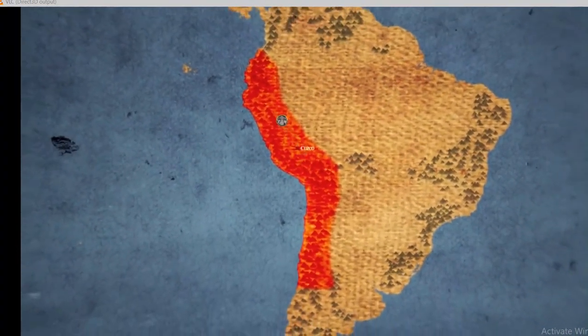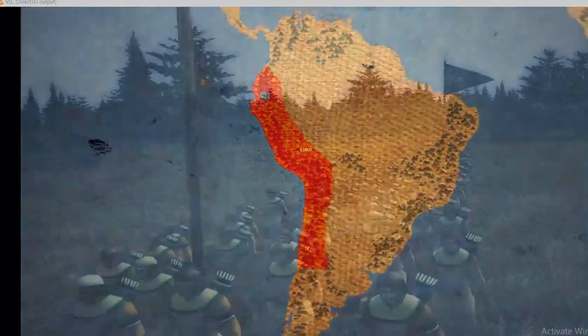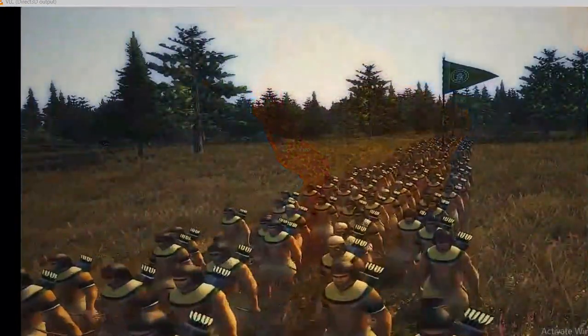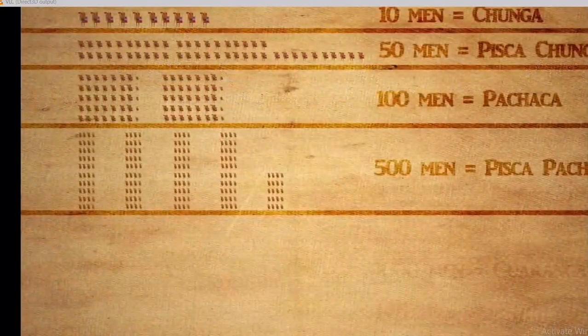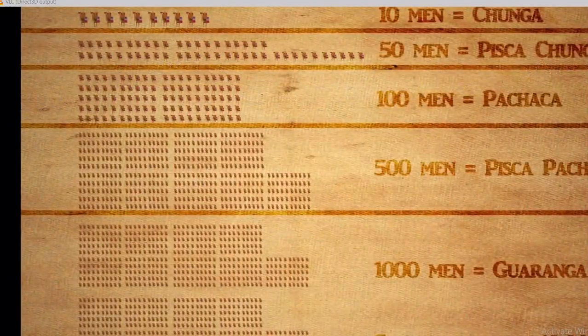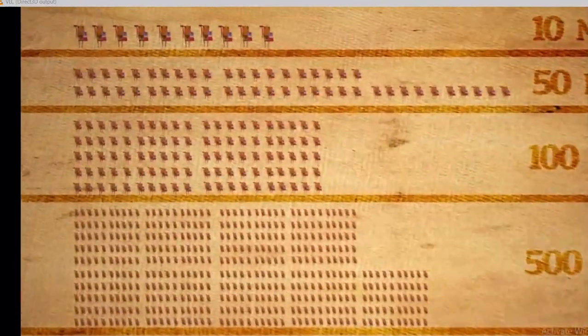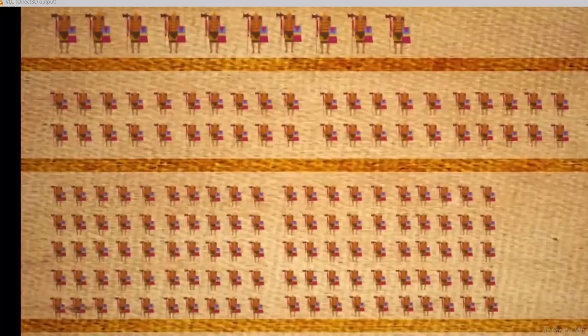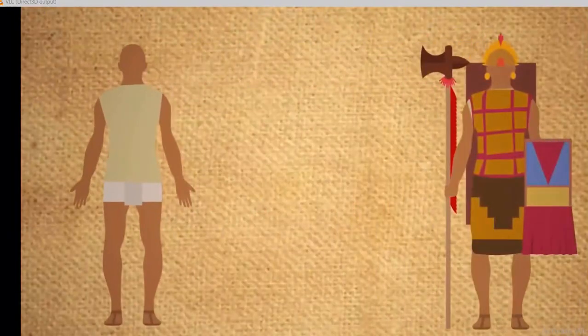Militarily, the Inca were extremely organized and used a flexible decimal system to organize units. They could raise armies of hundreds of thousands of soldiers and move them across rough terrain with ease. Almost all able-bodied men between 25 and 50 had military training.